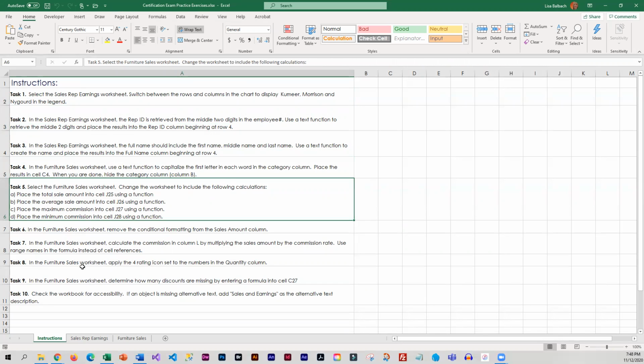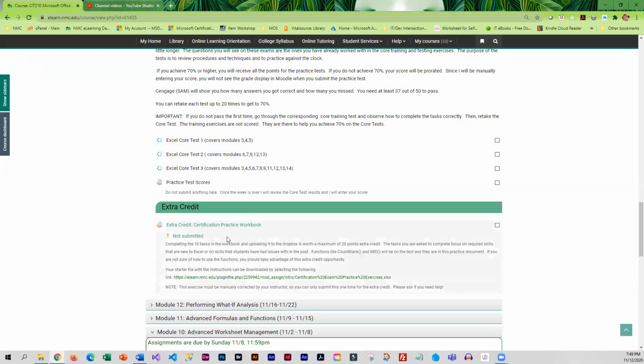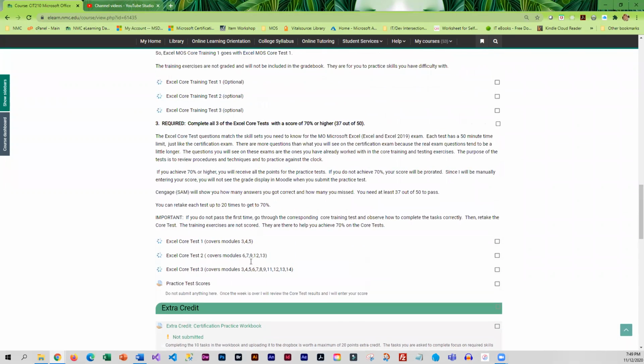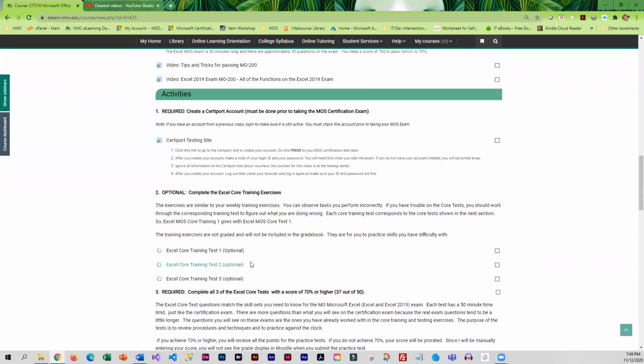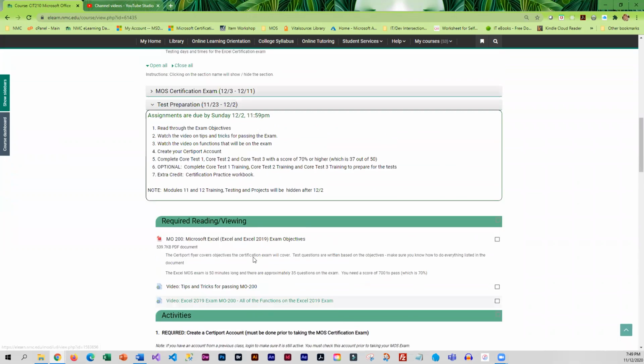Okay, the wording in this is very similar to what you are going to see on the certification exams. Okay, and so you'll go in, you'll complete those, save it, and then you will upload this to the Dropbox, and it is extra credit. Okay, maximum of 20 points. So all of this is designed for you to practice and prepare for the actual certification exam.